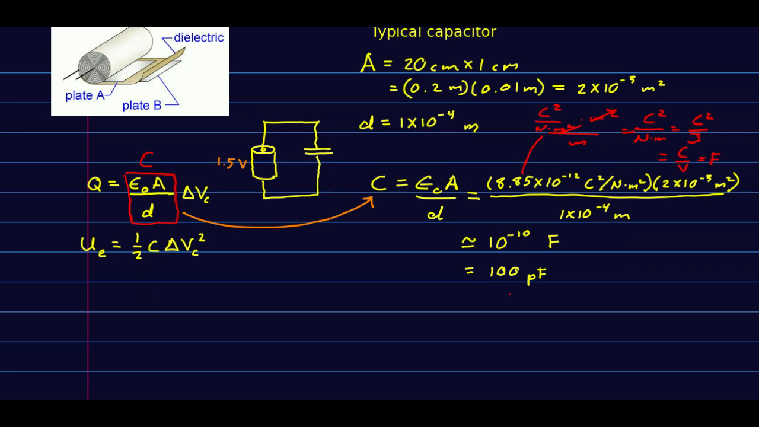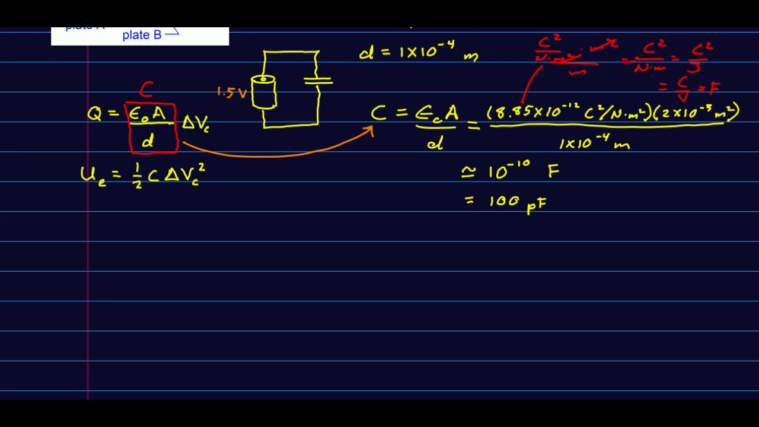Of course, you can find much bigger capacitors. If you now just plug that into the delta U, you're going to get about 10 to the negative 10 times 1.5 squared, which is really still of order 1. And so you get values of about 10 to the negative 10 joules, not much.